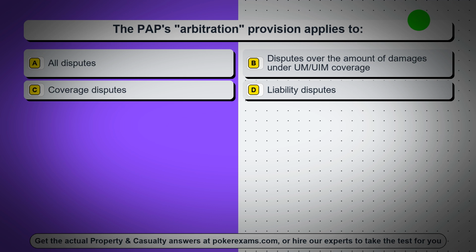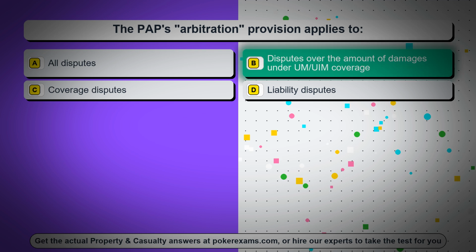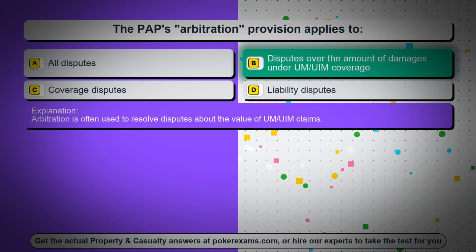Question 68. The PAP's arbitration provision applies to option A, all disputes. Option B, disputes over the amount of damages under UM/UIM coverage. Option C, coverage disputes. Option D, liability disputes. The correct answer is option B, disputes over the amount of damages under UM/UIM coverage. Arbitration is often used to resolve disputes about the value of UM/UIM claims.